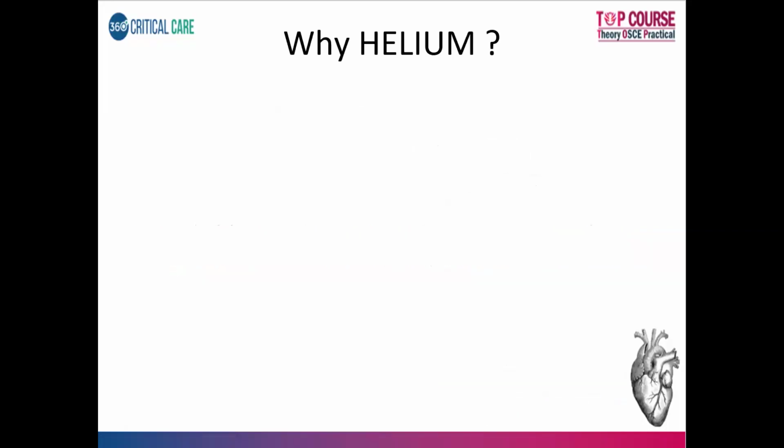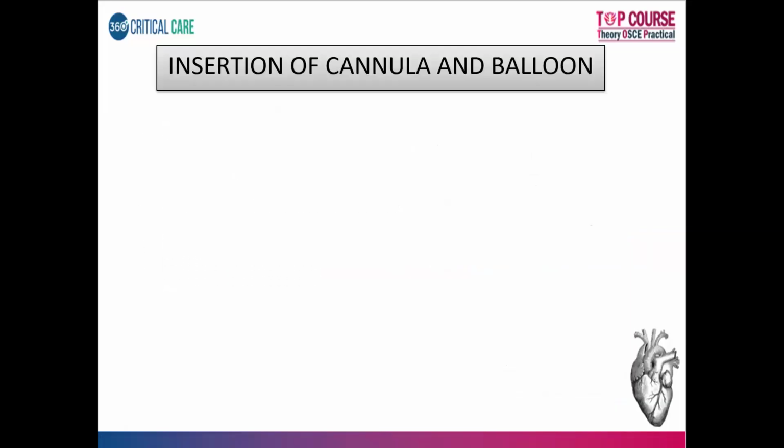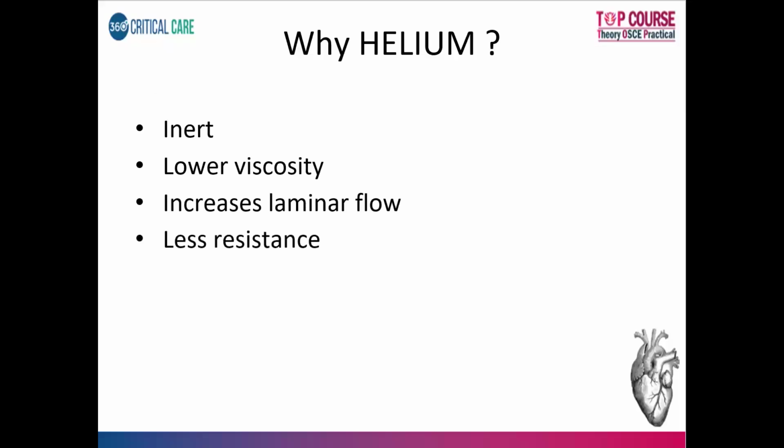So I hope it's clear. The gas source which is usually used is helium. Which other gas is used? Okay, carbon dioxide. So why do we use helium? Because it's inert, it has lower viscosity, increases laminar flow, the Reynolds number is less than 2000, and it has lesser resistance. So that is one of the reasons why they use helium.